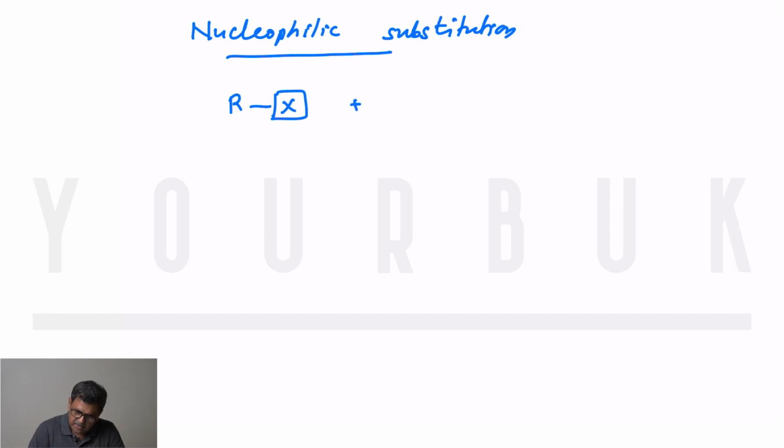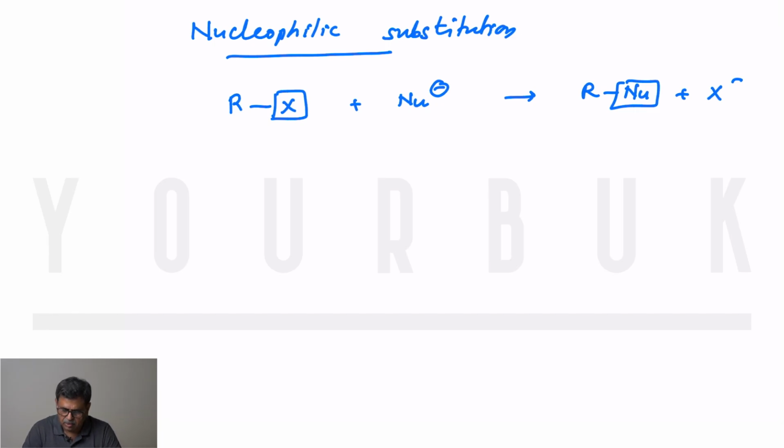Nucleophilic substitution reactions. In general, we represent the nucleophilic substitution as this. This is RX, this is my incoming nucleophile, and the product is R-Nu. This is a double displacement reaction, non-redox, and X can be displaced by any group of your choice. Whichever group you want to replace X by, take a sodium compound of that group.